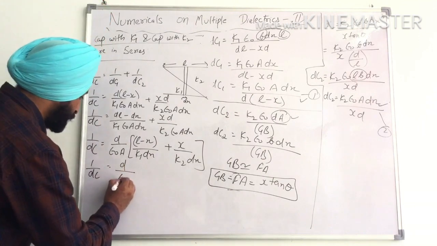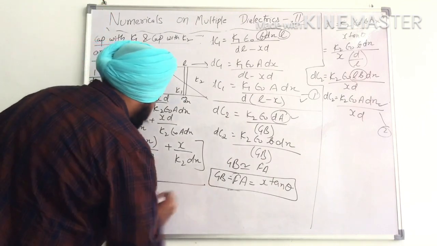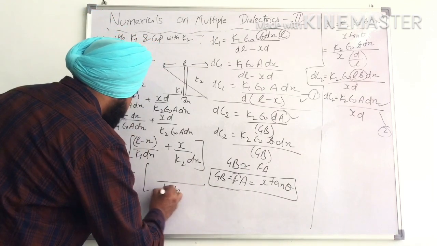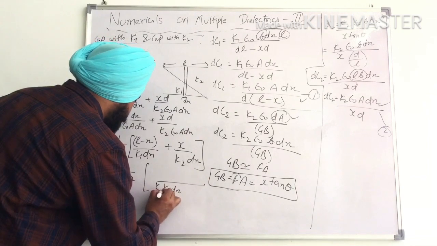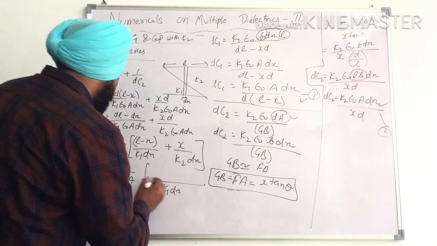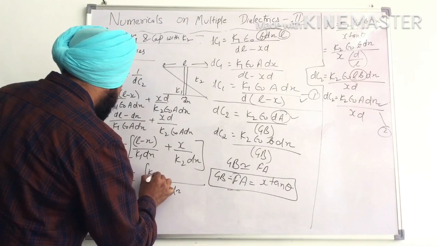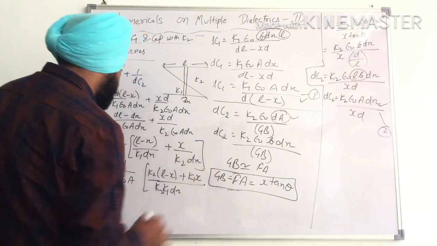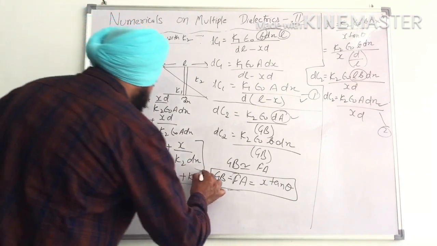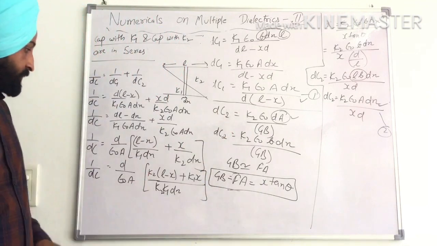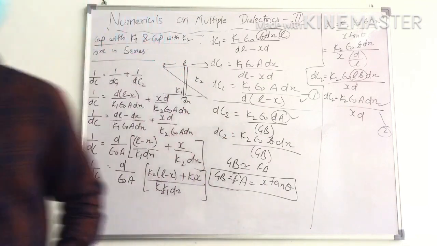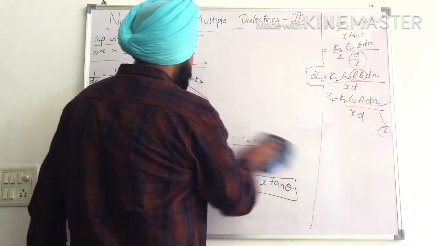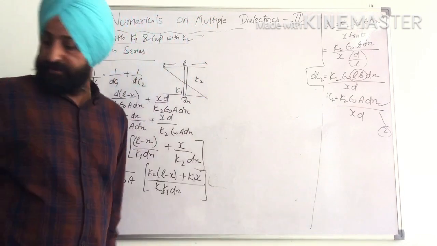For getting its reciprocal, I will be taking LCM from here. So K1 dx K2, this will be our LCM. So it will be K2 L minus x plus K1 x. Fine. So these are simple simplifications. You should write down all these equations in your notebooks. This is a bit lengthy question.